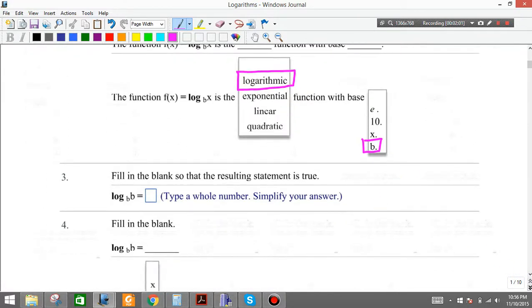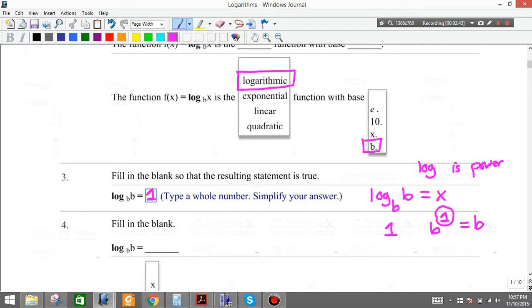For number three, it says log base b of b, and the question is, what is that? If I don't know what it is, I call it x. Well, again, the log is the power. So the question is, what power would I raise b to in order to get b? That number is 1, because b to the first is equal to b, and therefore the power is the log, and the answer is 1.